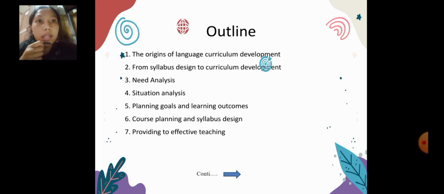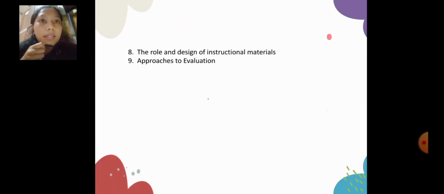3. Need analysis. 4. Situation analysis. 5. Planning goals and learning outcome. 6. Course planning and syllabus design. 7. Providing for effective teaching. 9. The role and design of instructional materials. And last, approaches to evaluation.